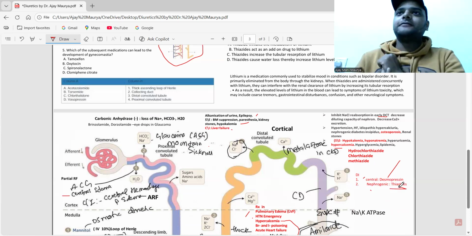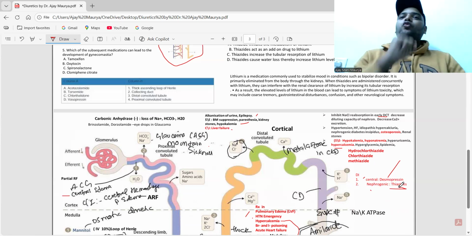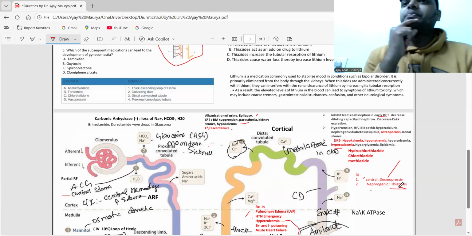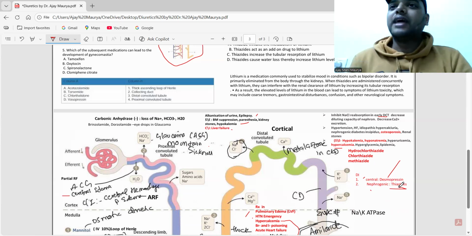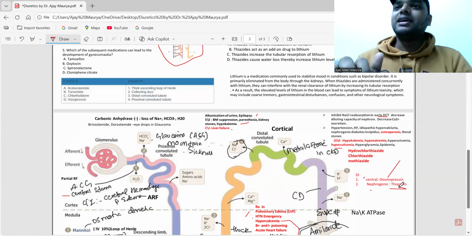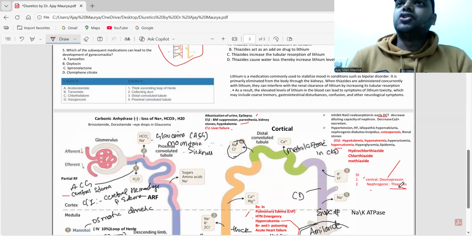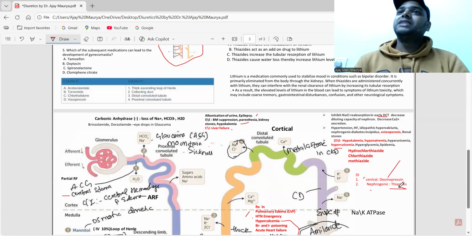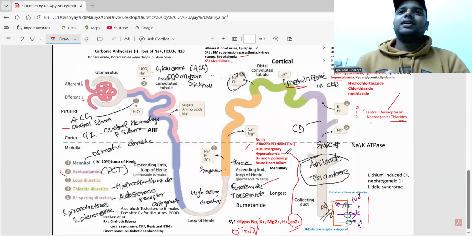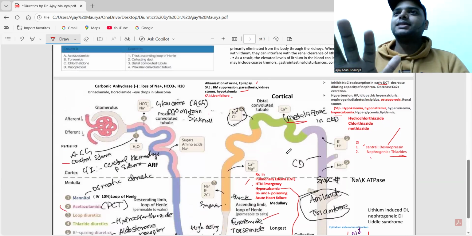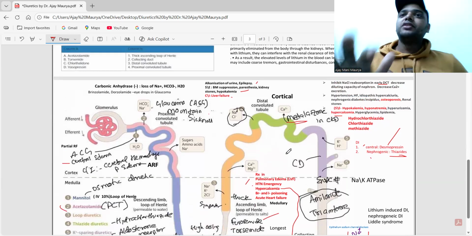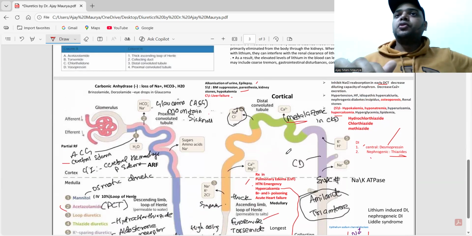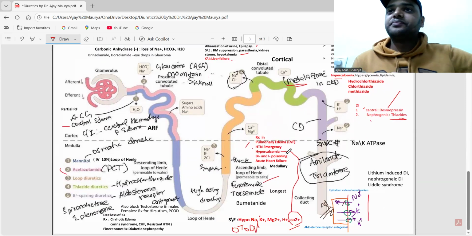Okay, done. And also remember, we have chlorothiazide, methyclothiazide, hydrochlorothiazide, and also metolazone. So in a patient with CKD, metolazone is the drug of choice. Okay? Done, perfect. No more doubts here.